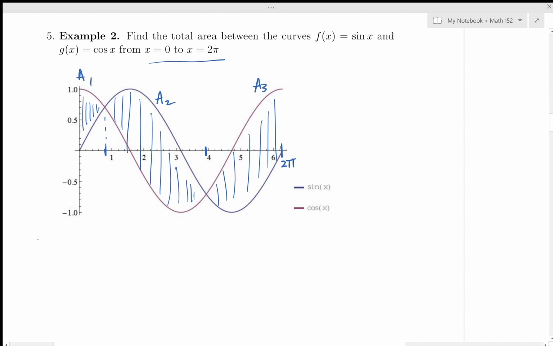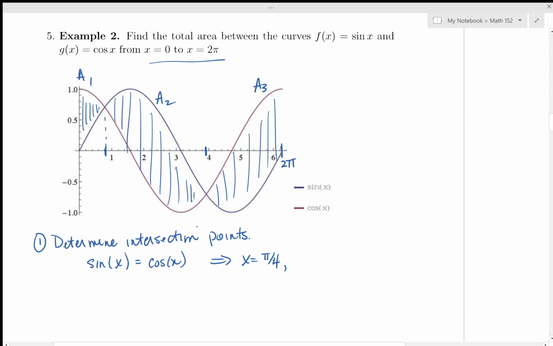So my first step is going to be determine the intersection points. That's going to be, where does sine x equal cosine x? And that is at pi by 4. So that is x equals pi by 4. And the next one in the interval that we're interested in is pi plus pi by 4, which is 5 pi by 4. So let's just put those on the graph. This number right here we've now determined is pi by 4, and then this number right here is 5 pi by 4. There it is.